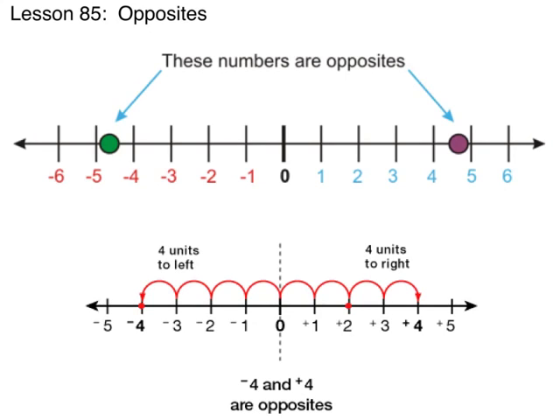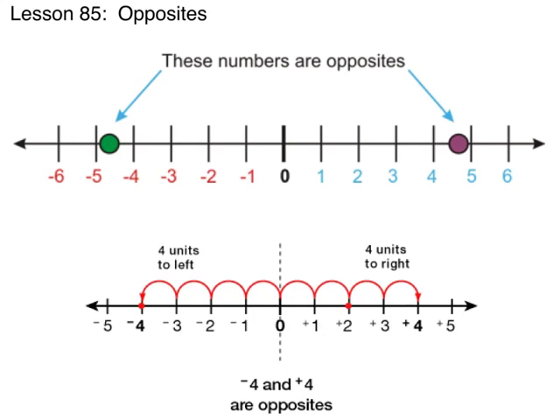On a number line, we have 0 in the middle, and going right, we have positive numbers, and going left, we have negative numbers. We can say that these numbers are opposites of each other because they are both the same number of spaces from the origin of 0.